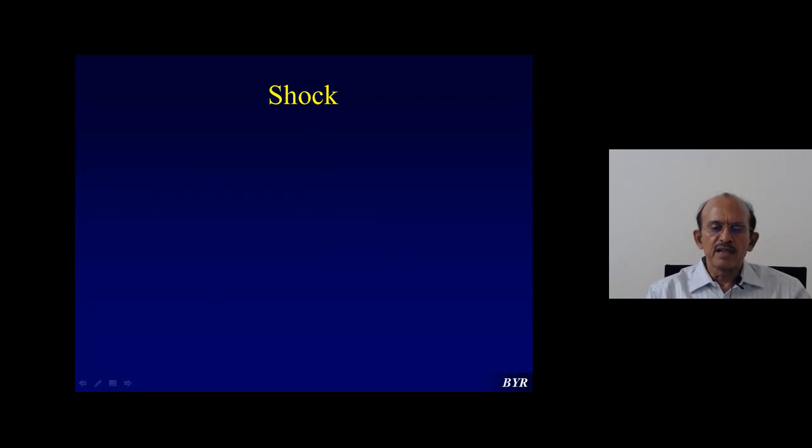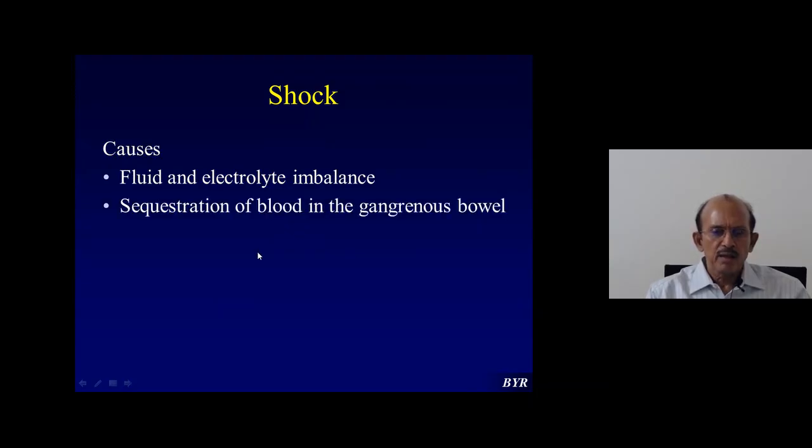Next systemic change is the shock. The causes of shock: fluid electrolyte imbalance, sequestration of blood in the gangrenous bowel, and septicemia. Why septicemia? Because of translocation of bacteria into the peritoneal cavity and absorption, producing septicemia.